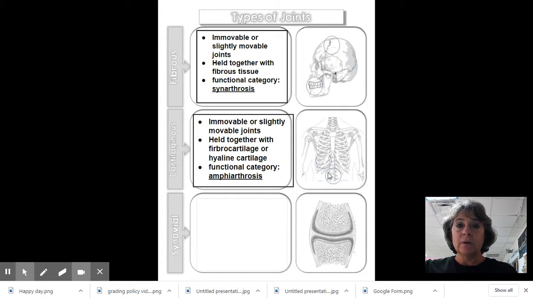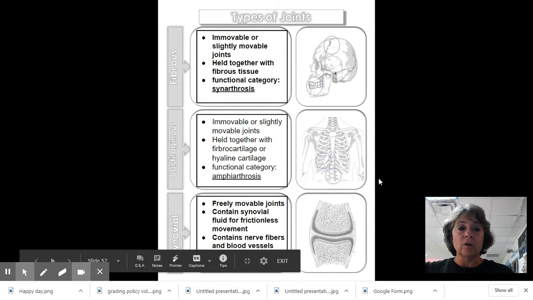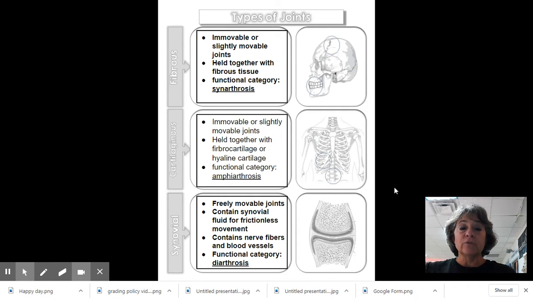And then the other type, the structural category, is synovial because of the structures that are in that joint. And then the functional category is called diarthrosis because it goes in two planes of movement. So these are freely movable joints. They contain synovial fluid to make sure that the movement is frictionless. You don't have bones rubbing together. That would be very painful. And then they contain nerve fibers and blood vessels within the joint cavity. The functional category is diarthrosis because it involves movement in two different planes.